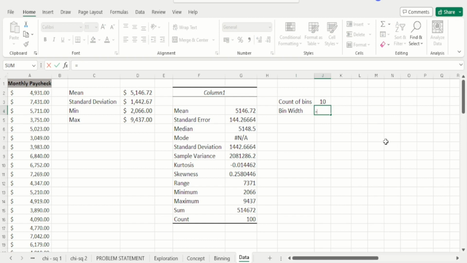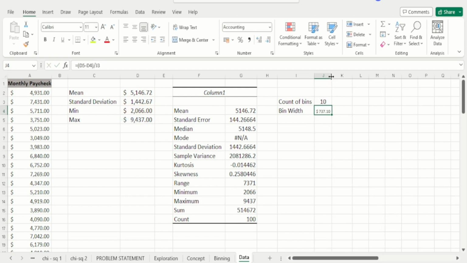So what is range? Remember that range is nothing but the max minus the min. So the maximum value minus the minimum value, divided by the count of bins. That should give us the bin width, or the class interval width. Okay, so there we are. So that's our bin width.